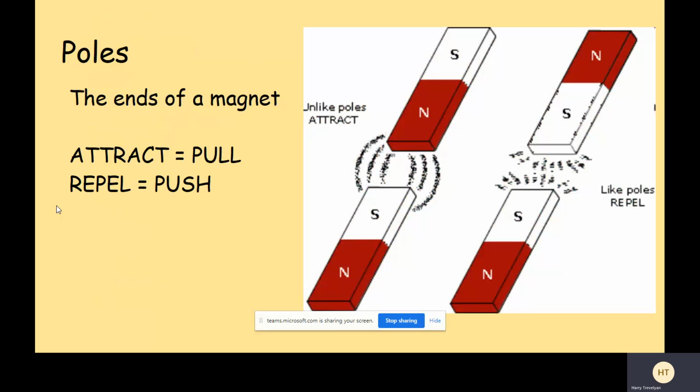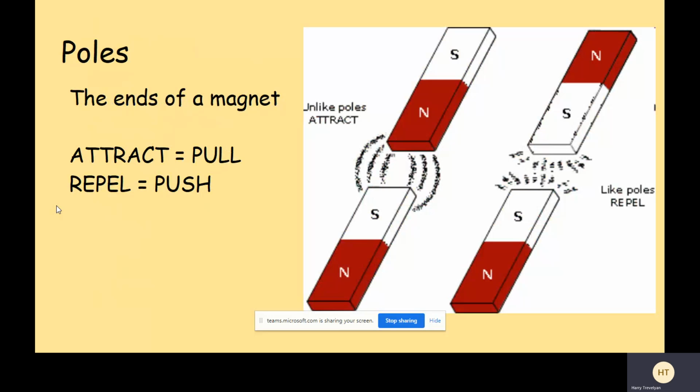We also need to know what poles are. Pretty easy, it's just the ends of a magnet. I think we all kind of know this. And attract means that it's a pulling force. It means pulling things together. And unlike poles, so north and south poles, will attract each other.